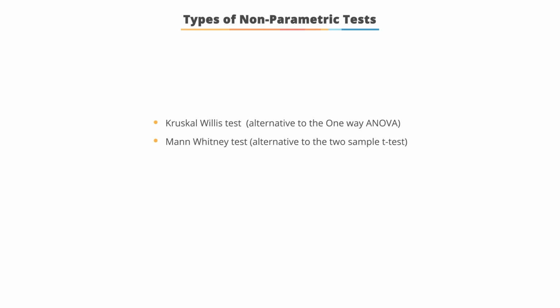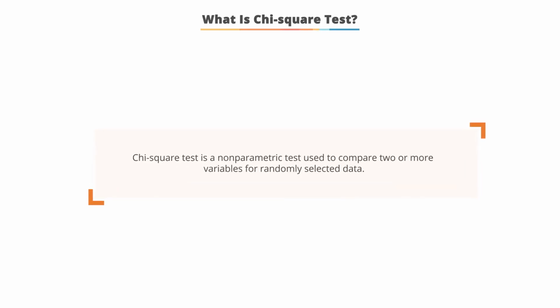Now there's a variety of non-parametric tests. Three of the most popular are the Kruskal-Wallis test, which is used in place of one-way ANOVAs when we don't know aspects of that population. Another is the Mann-Whitney test, which is an alternative that we can use to the two-sample t-test. And one of the most common is the chi-squared test. Now a chi-squared test is a non-parametric test to compare two or more variables for randomly selected data.